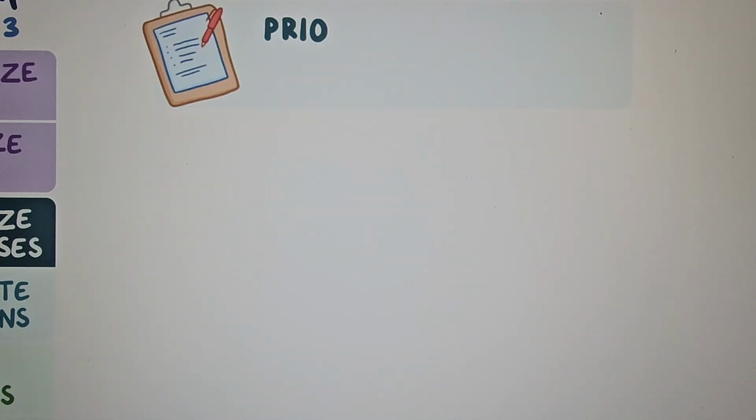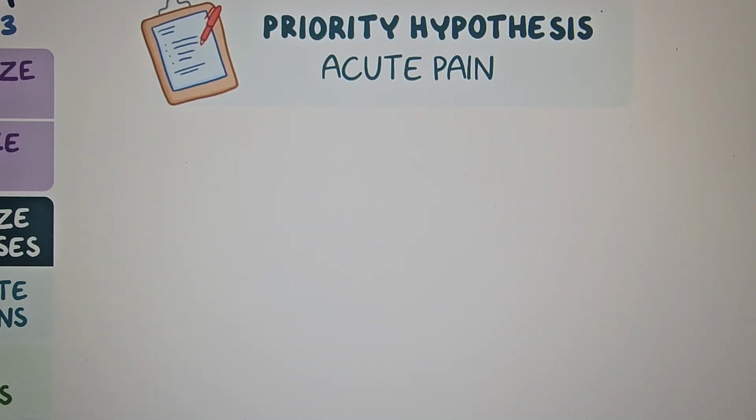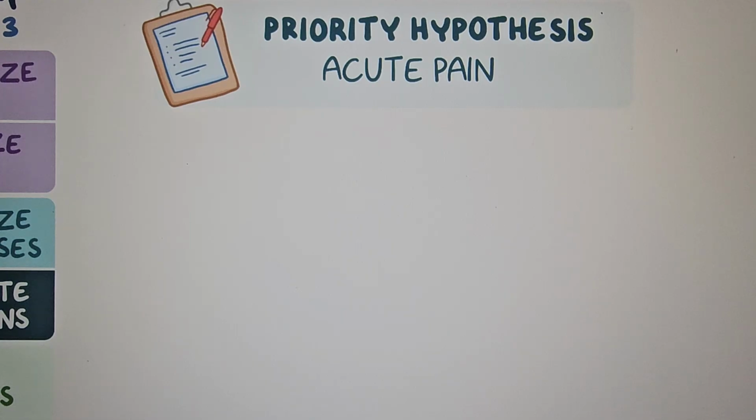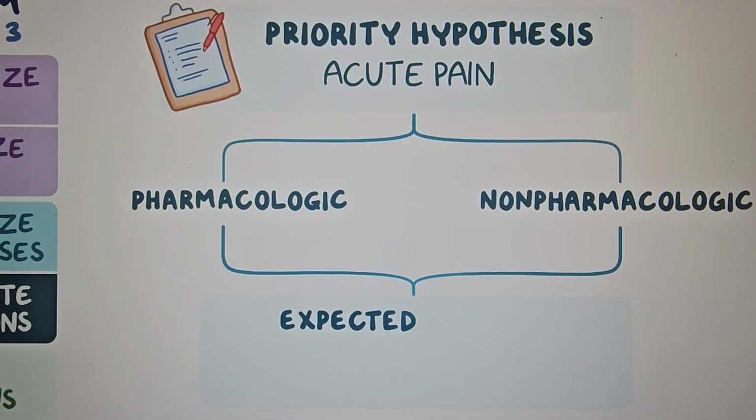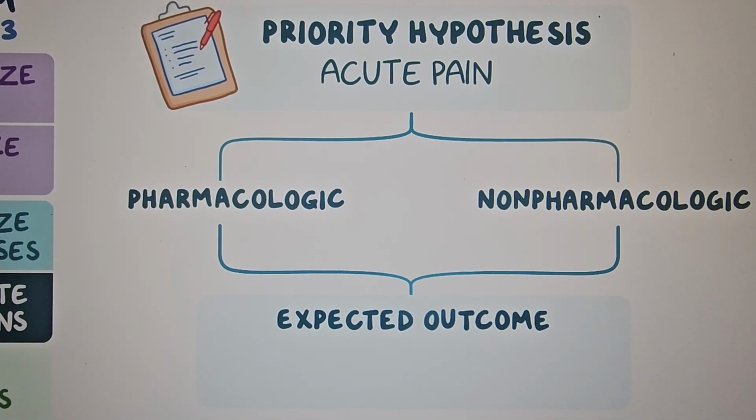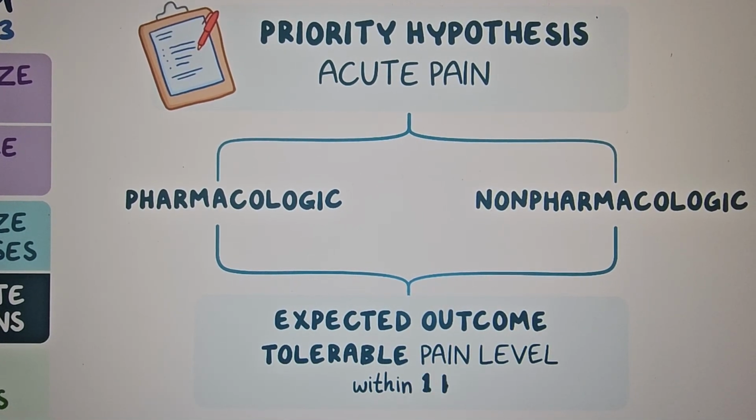Now, using the information she's gathered, Nurse Maggie develops a priority hypothesis of acute pain. Then, Nurse Maggie generates solutions to address Marcus's pain that will include pharmacologic and non-pharmacologic interventions. And she establishes the expected outcome that after intervening, Marcus will report a tolerable pain level within 1 hour.